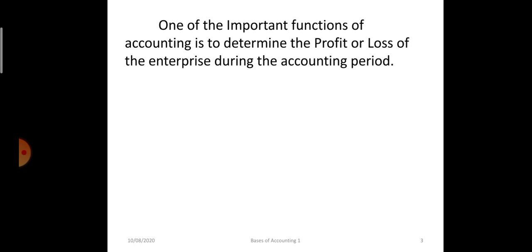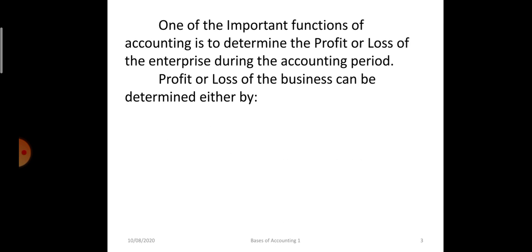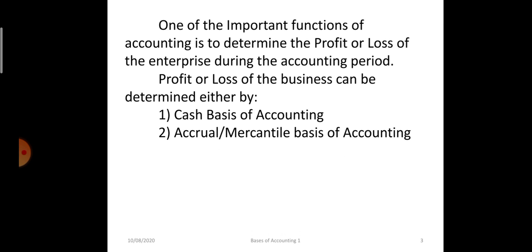Now see why these two bases of accounting are followed. One of the main purposes of accounting is to calculate the profit or loss of the business and the financial position of the business during a particular day. Profit and loss is calculated for a particular duration period, while the financial position is checked on a particular date. So to do that, two bases are followed. First is cash basis of accounting and another is accrual or mercantile basis of accounting.